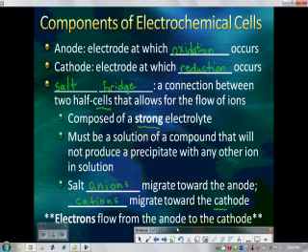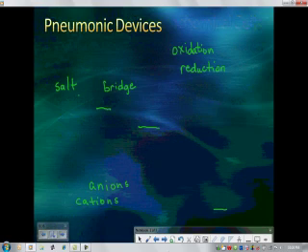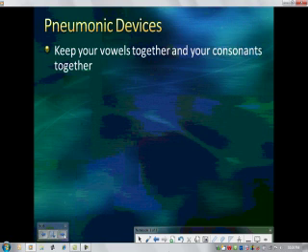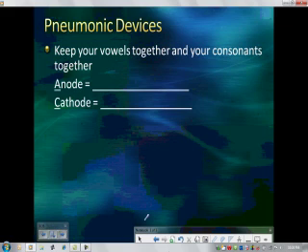Now, since the salt anions go towards the anode, then the electrons are going to go from the anode to the cathode. They're going basically in alphabetical order, A to C, right? Electrons go from the anode to the cathode along that little conductor, or normally a wire. So I've got some handy tricks to help you remember that. They're called mnemonic devices because they're like using sounds to help you remember. If you keep your vowels together and you keep your consonants together, then you know anode is anions, and cathode is cations.